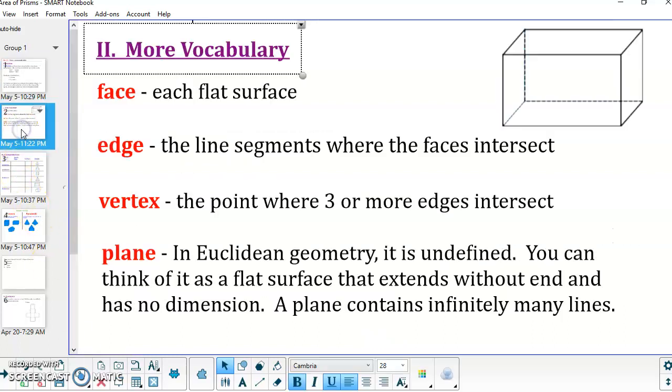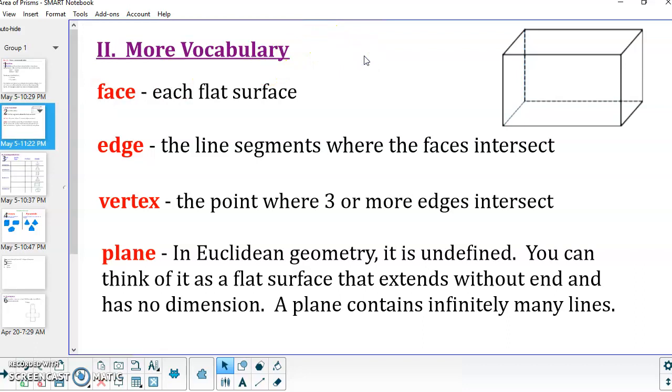So some more vocabulary on the screen. Face. The face of a three-dimensional surface is each of those flat surfaces. I accidentally slip up every year, and instead of calling it a face, I'll say side. So I'm going to try to be real careful about that. But the faces are those surfaces. The edges are where those segments intersect.